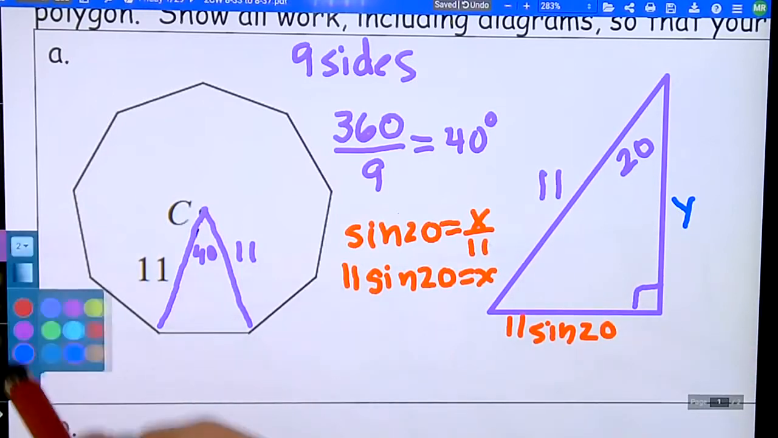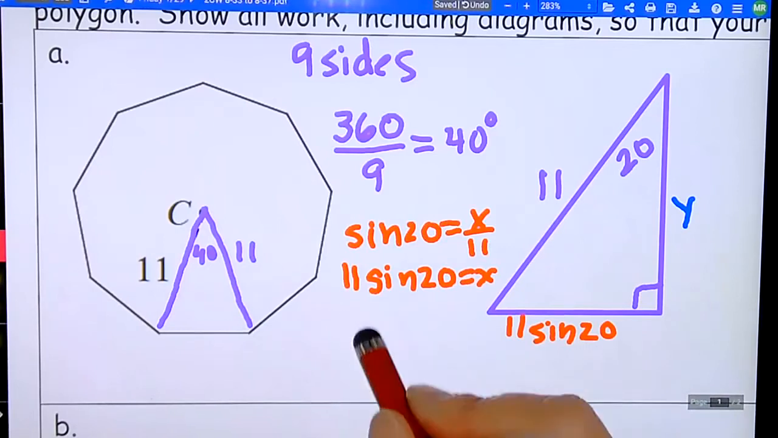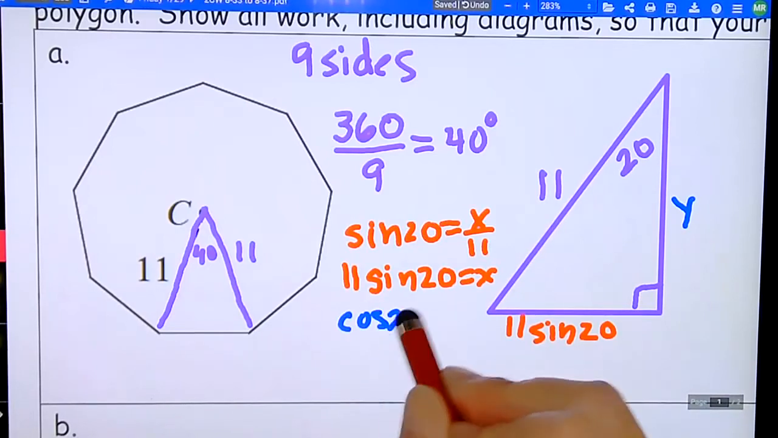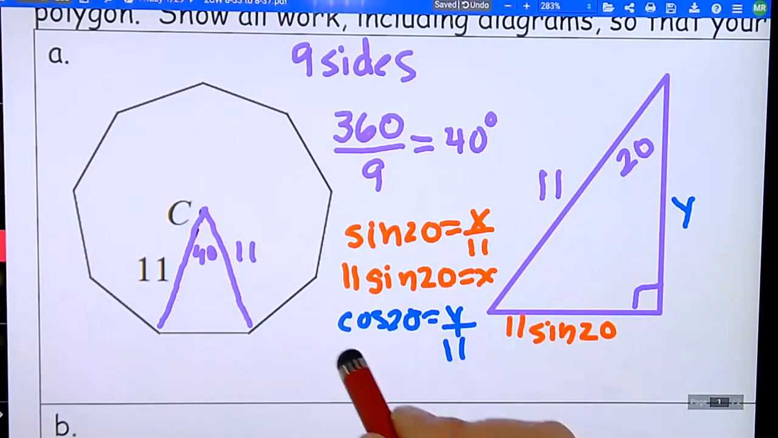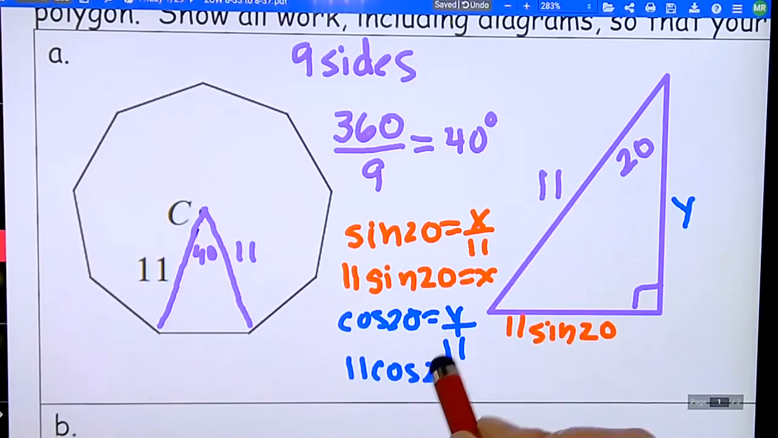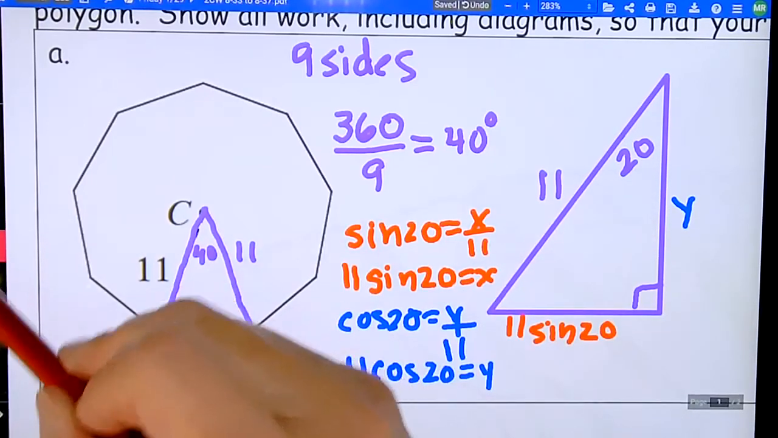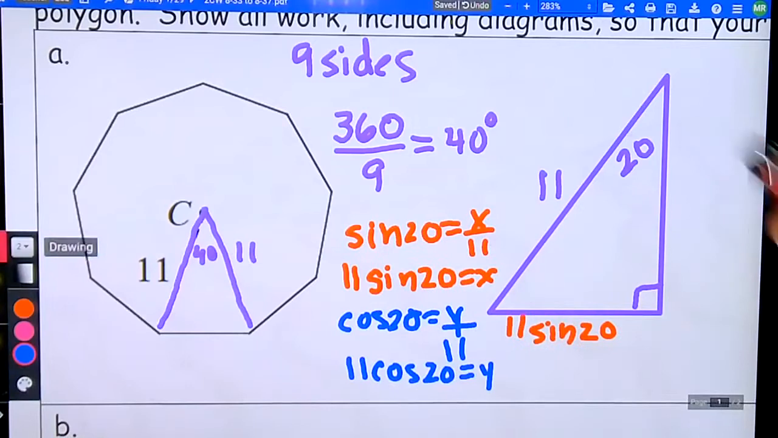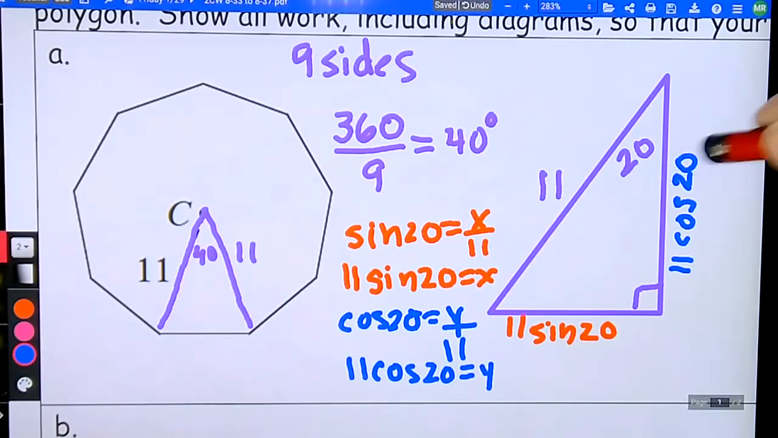And I'm going to do the same idea for my y. So this is going to be adjacent over hypotenuse. So that's going to be cosine. So I'm going to do cosine of 20 equals y over 11. So that's going to be 11 cosine 20 is equal to y. Okay, so I'm going to put that over here. And so this is going to be 11 cosine of 20.